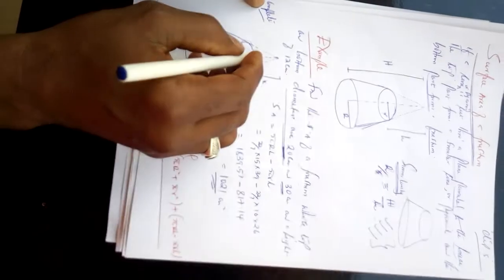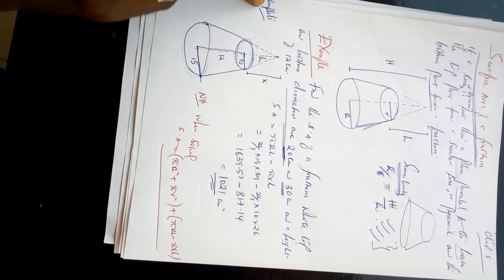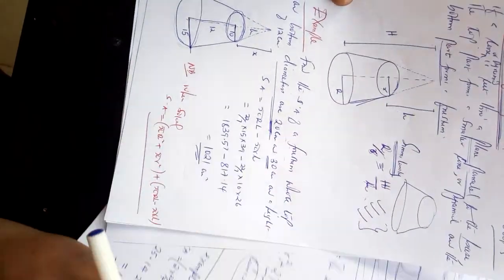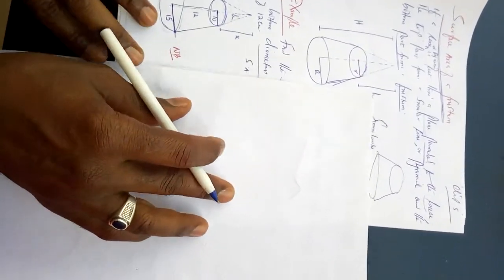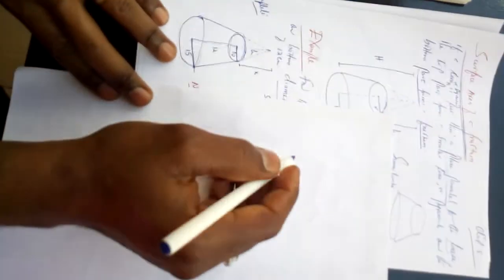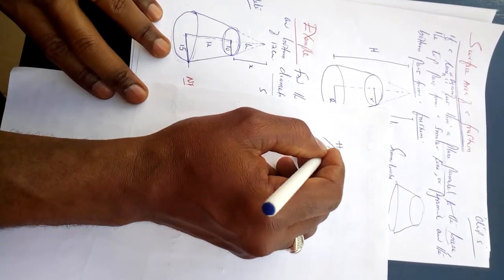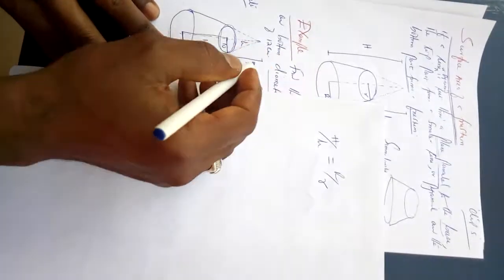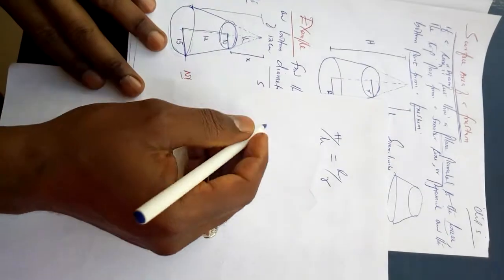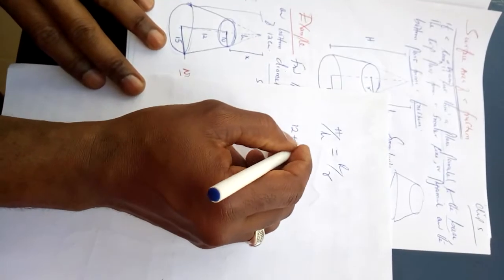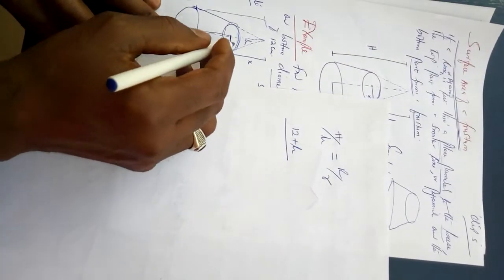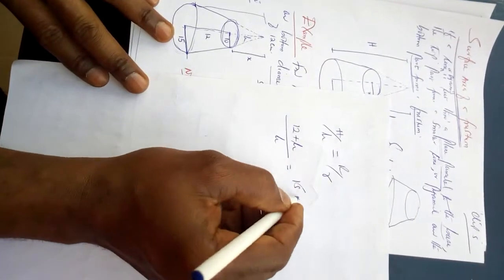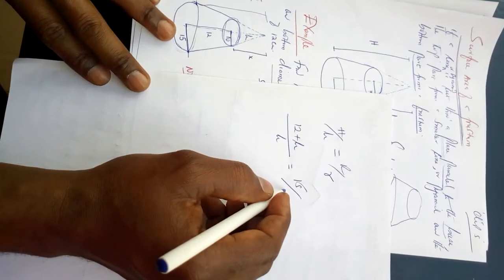Of course, I have something missing here, and that's why I was saying that at this point we require the knowledge of similarity. We have to complete this. If I want to calculate the missing height, I'll say the big height over the small height equals the big radius over the small radius. What is the big height? The height of the whole cone is 12 plus the small height h, over h, which equals the big radius 15 over the small radius 10.